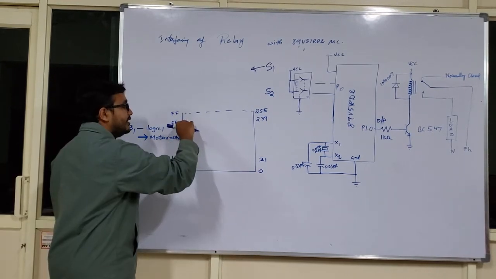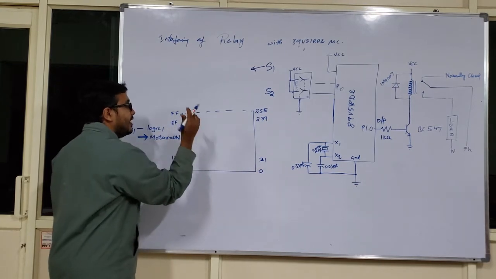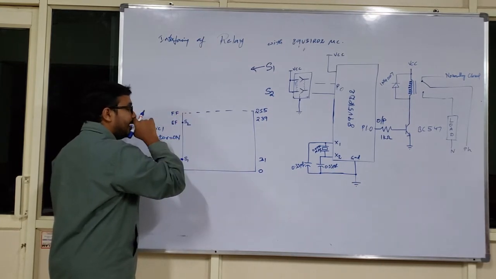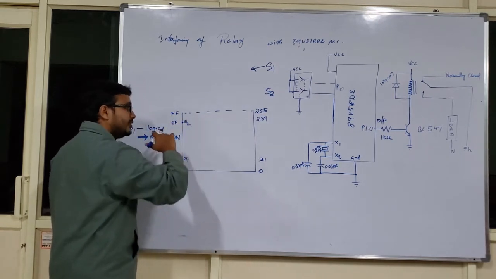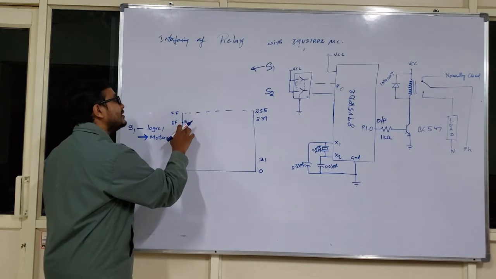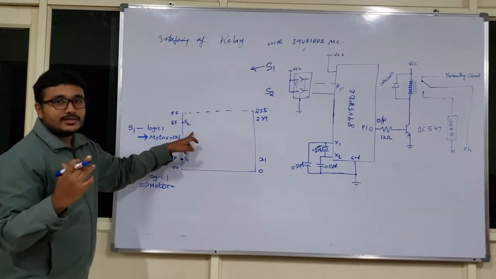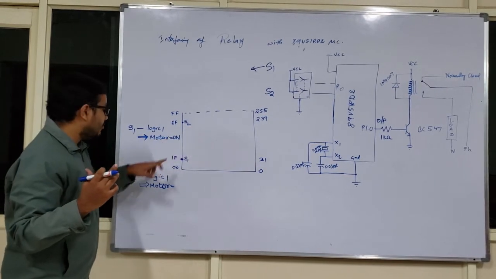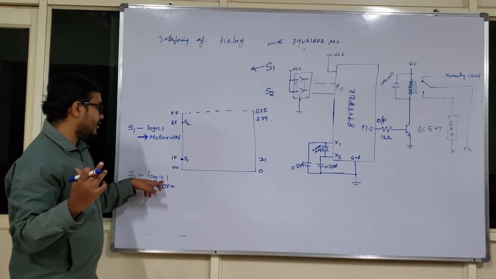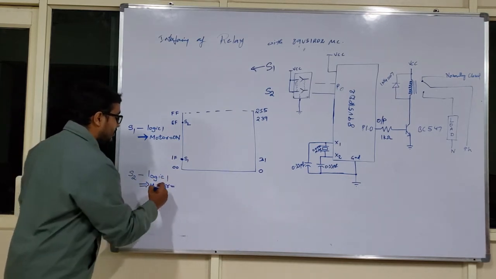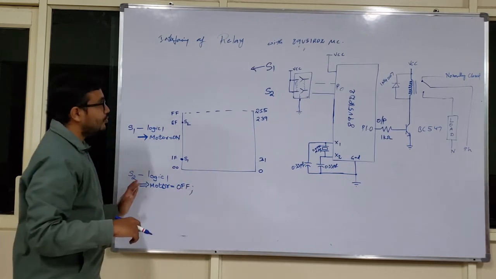Whenever your water level is approaching towards the top location, and whenever the water reaches the 239 liters level, immediately the S2 sensor will be sensing the wetness. As soon as the S2 sensor is sensing the wetness, what happens? It immediately gives me a logic 1. What does this logic 1 do? It turns off the motor. So these are the two conditions.